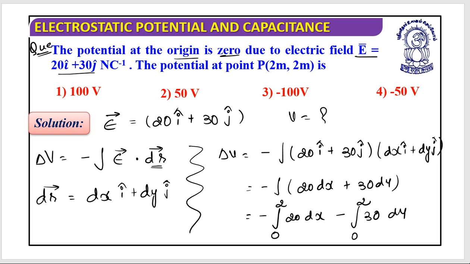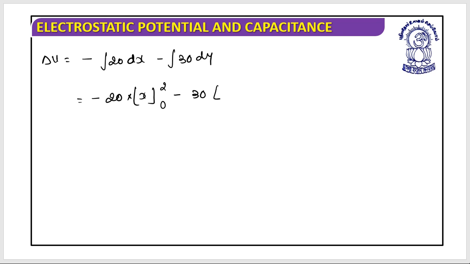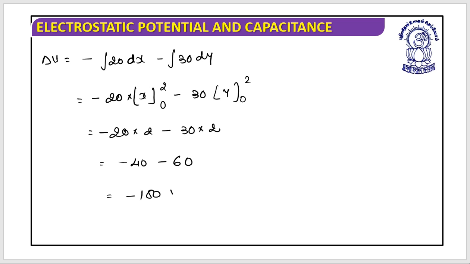Yes, this is delta V. So if I do this, delta V is equal to minus of 20 dx minus of 30 dy. So this is equal to minus of 20 into x, from 0 to 2, minus of 30 into y, again from 0 to 2. So this is equal to minus of 20 into 2 minus of 30 into 2. So this would be minus 40 minus 60, which is equal to minus 100 volt.